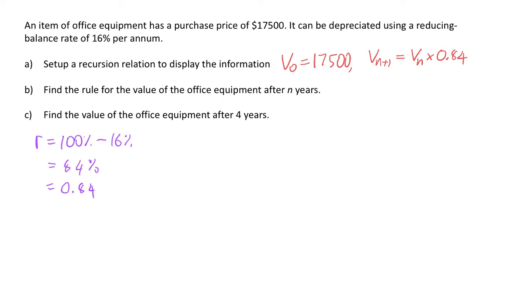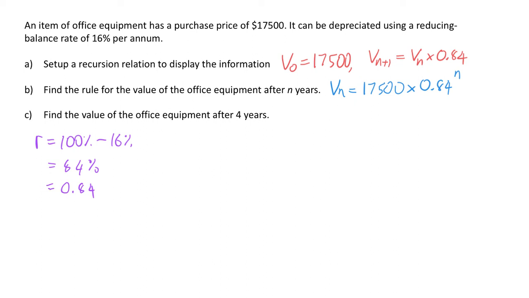I can also use the same information to write a rule that allows me to calculate the value after n number of years. So that's going to be Vn equals 17,500 times my common ratio of 0.84, and then I'm going to have that to the power of n. Remembering our 17,500 is our 0 term, not our V1 term. So therefore, when we have a V0 term, we use only to the power of n. So that formula is going to find the value of the equipment after n number of periods.